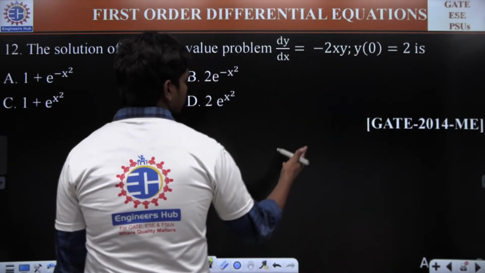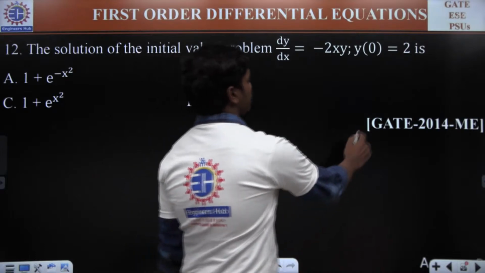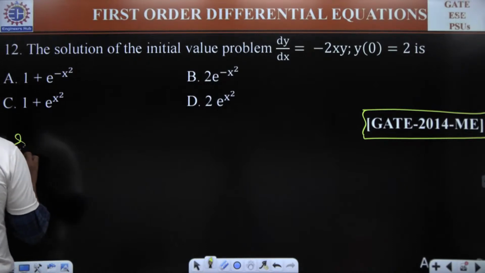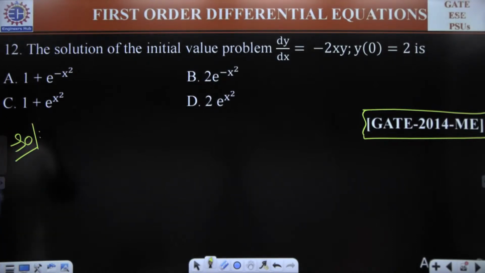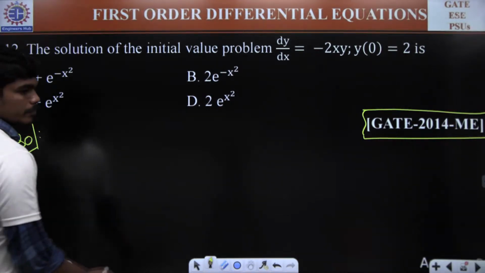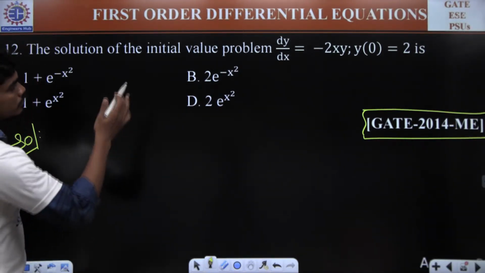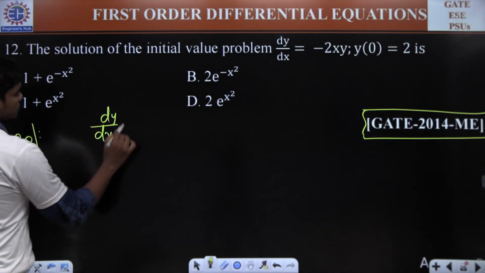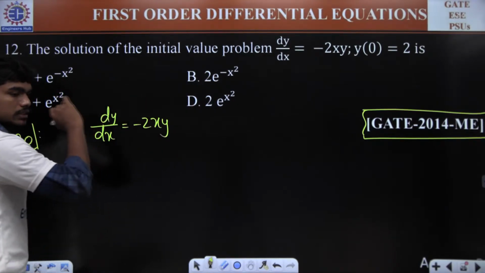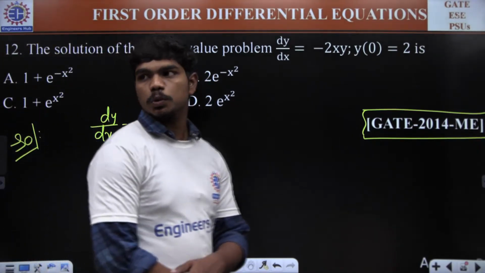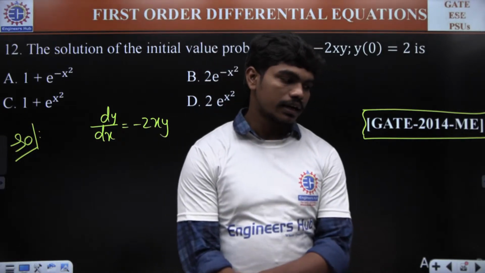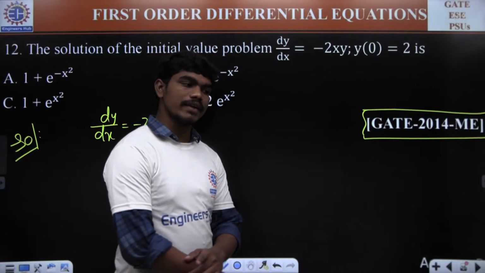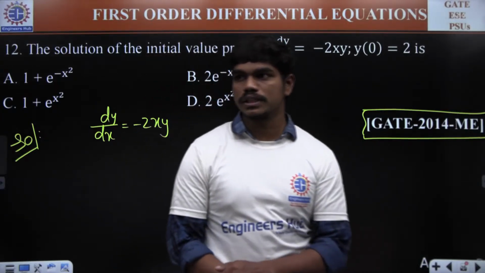Again, this is one such question. So please try to answer. GATE 2014 mechanical. The solution of the initial value problem, dy by dx is equal to minus 2xy. So please try to answer this question and tell me the answer. y of 0 is also given as 2, which means when x is equal to 0, y value is 2. This time I don't solve this. You please try to solve this and tell me the answer.